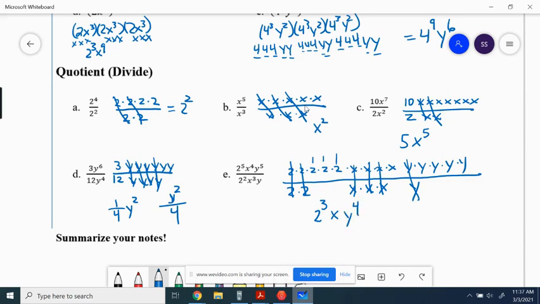That's all this is. I know it's a lot of writing out, but I think it'll help you understand these. So give the practice problems a shot.